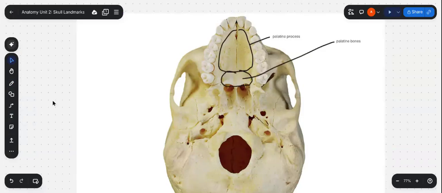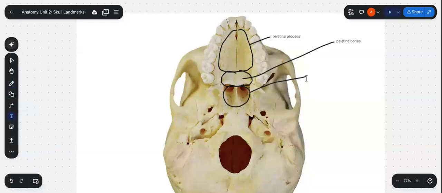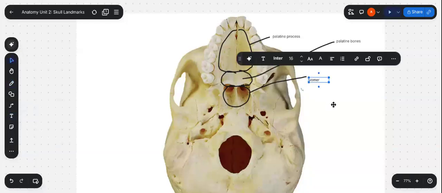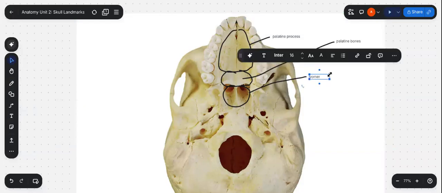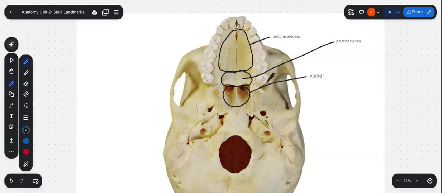Okay. And then we have your vomer, however you want to pronounce it. It's basically kind of like these holes and this plate that is below there. So that is your vomer. Okay. Then we have the median palatine suture. Median palatine suture is just this line that is running through your palatine process.